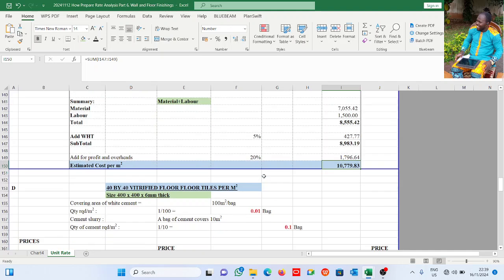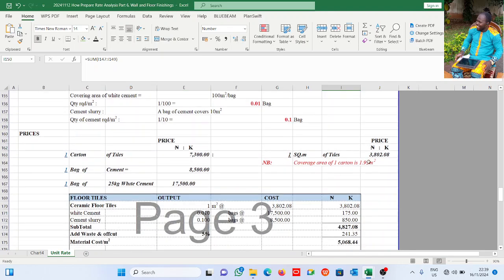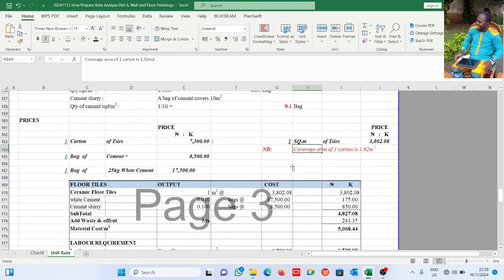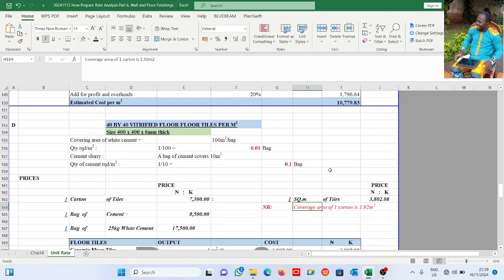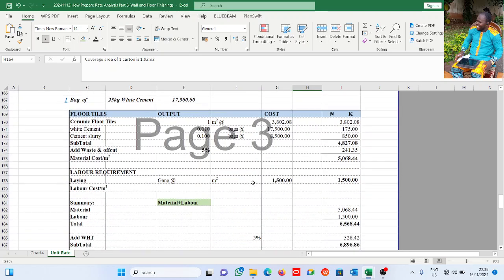Same thing goes for 40 by 40. Right, 6 mm thick. The same thing goes. Now you see the coverage area, very important. I think you can also see this. You can check online. What is the coverage area per carton of 40 by 40 or 60 by 60? I think you should be able to get it online also. You can just check Google. You should be able to get something just to confirm what we have there.